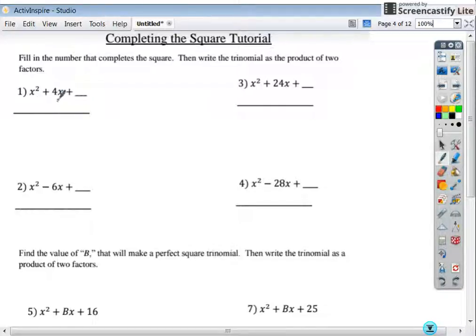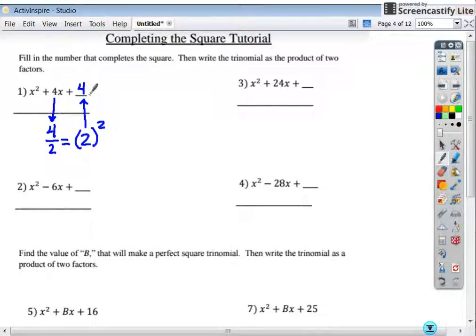So to complete the square, what we want to do is take the number that's in front of x, divide it by 2, and then square that number. So we're going to put a 4 on that blank line there. So x squared plus 4x plus 4 is a perfect square.